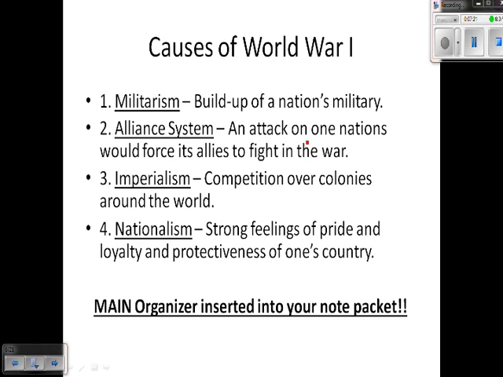Now, I did insert an organizer for you. It's definitely important. Definitely make sure you hold on to it, right, because a lot of the questions on your test deal with the causes of World War I, right? So make sure you hold on to that, right? But the important thing is it goes from a small event to a worldwide event because of the alliance system. And all four of these kind of mixed together really made for a perfect storm that led to World War I occurring.